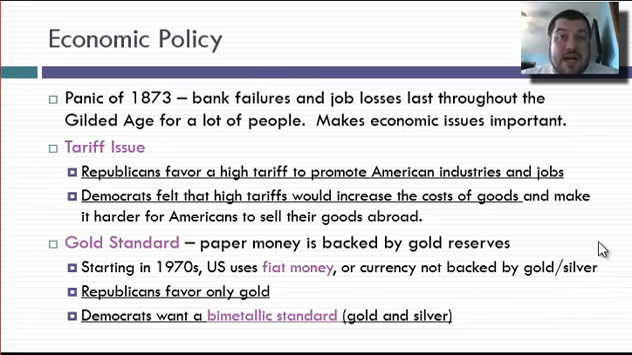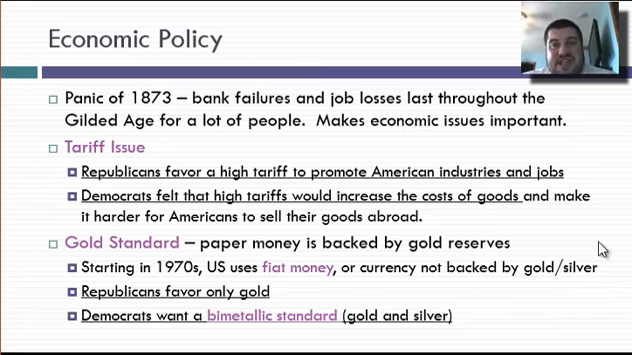Finally, we get to economic policy in the 1800s. Starting after, or I guess during Reconstruction, we have the Panic of 1873, which takes a lot of the focus off of Reconstruction. The bank failures and job losses that stem from this panic last throughout the rest of the Gilded Age, at least through the 1870s. And this makes economic issues very important to the government. There are basically two types of issues here: the tariff issue and the monetary policy issue.